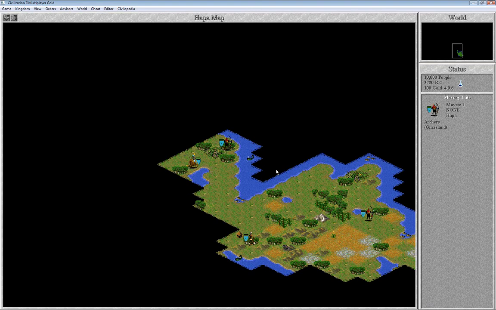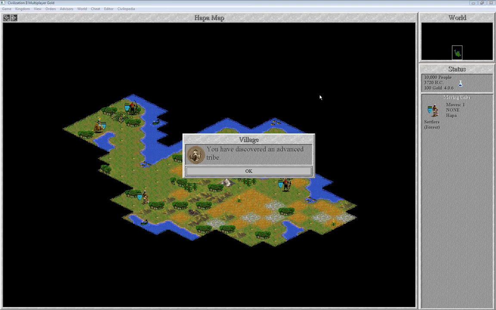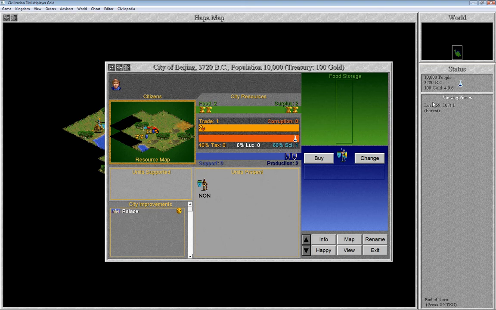All right, so these archers are going to move to the east and explore along the coast. Let's take the hut with the settler. Oh, look at that. We have a tribe. Okay, so it's only 3720 BC.